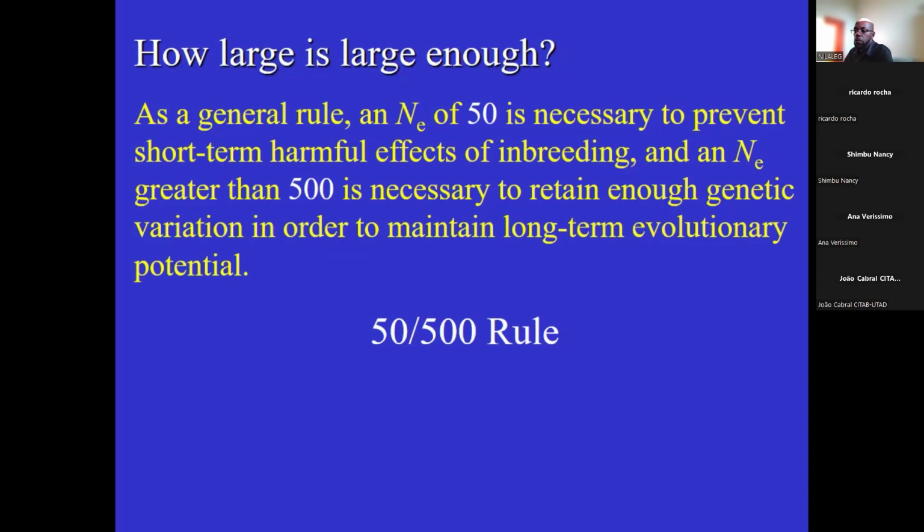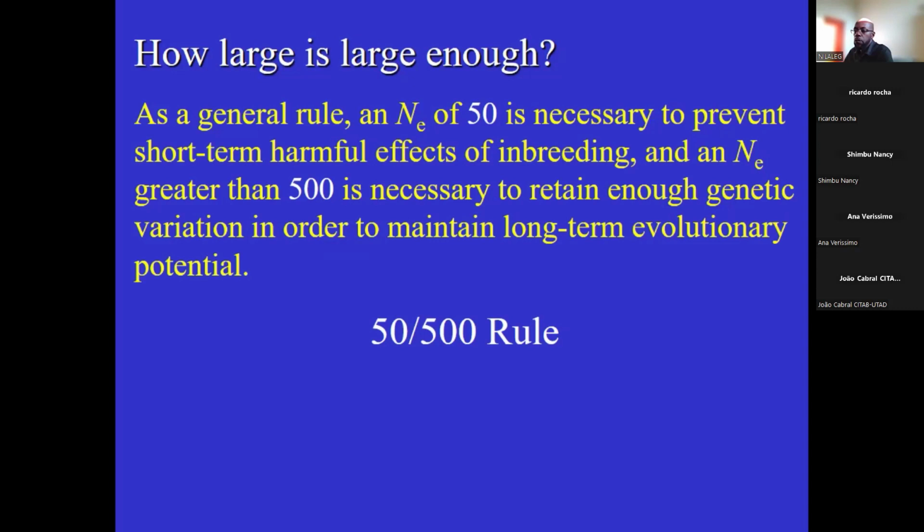So variation is based upon the number of new alleles or new variation put in by mutation and the amount removed by small effective population size. So Ian Franklin made the comment that NE in the long run should be at least 500. And this is commonly used in lots of applications in conservation.